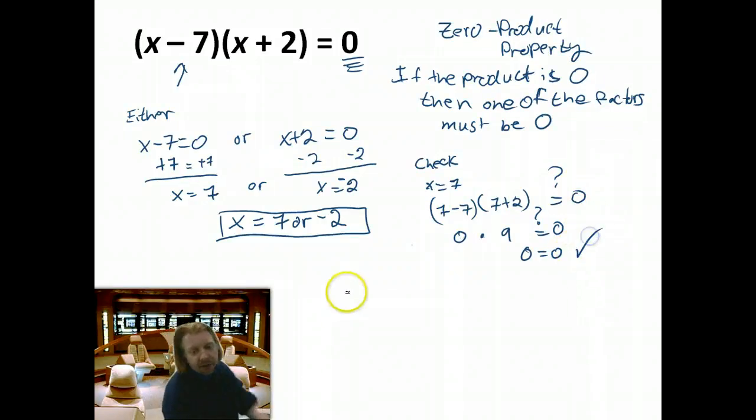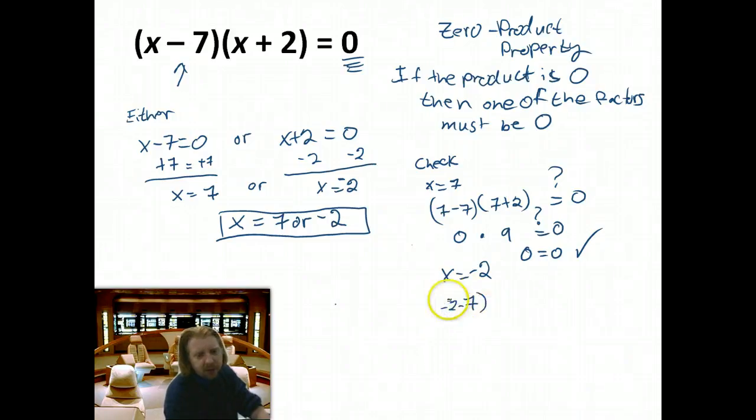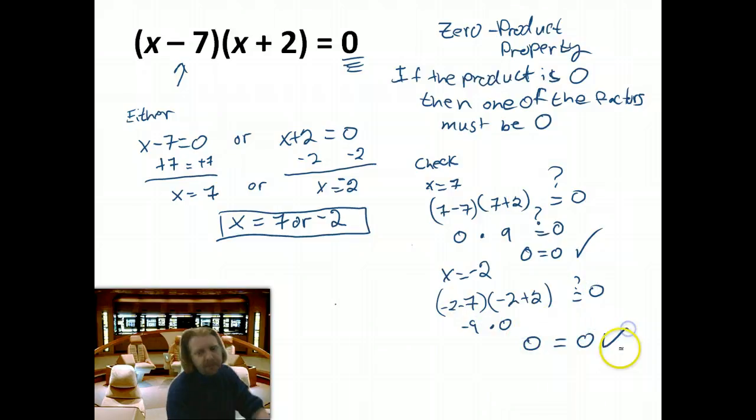And I can also tell you that if I do the same thing with x equals negative 2, I'm going to get the same result. Negative 2 minus 7, and then negative 2 plus 2, does that equal 0? Yeah, this here is negative 9 times 0, which is 0. Is that negative 2 minus 7? Yes.